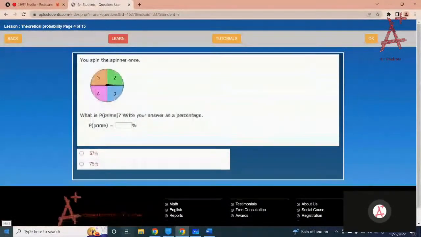Okay, the next one is you spin the spinner once. What is the probability? Write your answer as a percentage. The numbers on the spinner are 2, 3, 4, and 5. So which numbers are prime out of 2, 3, 4, 5?